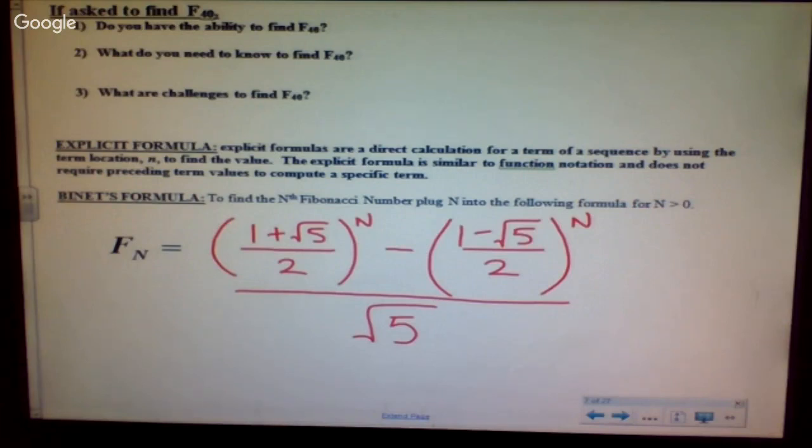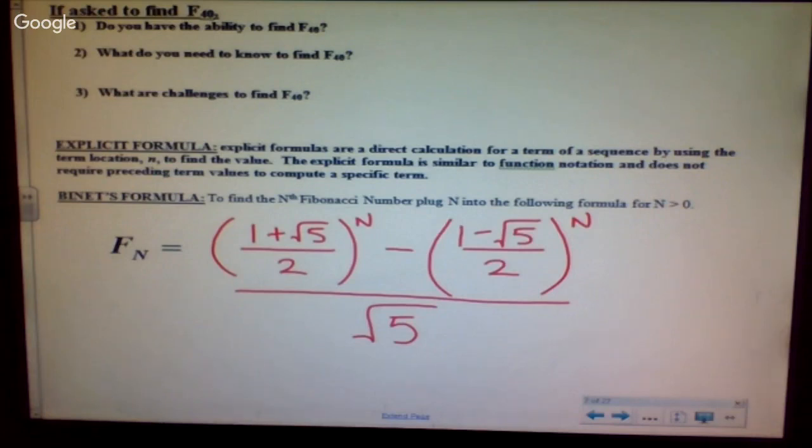I'm just going to write it out. This is exactly why I write it out. You'll never use this formula in life. You'll only use it in this class.